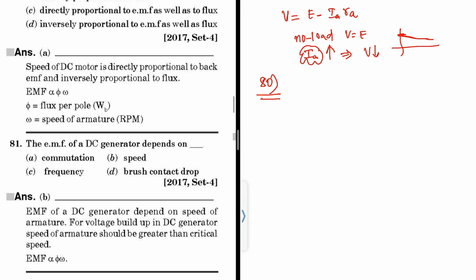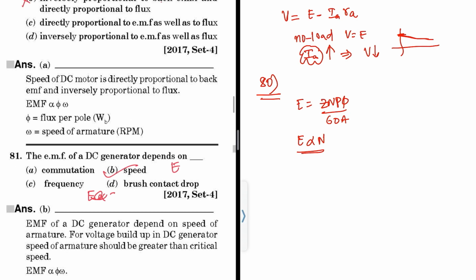Coming to question number 81, the EMF of the DC generator depends on, same equation. E is directly proportional to, we know the equation, right? E equal to Z N P phi by 60 A. So here, E is proportional to speed. So answer will be B.